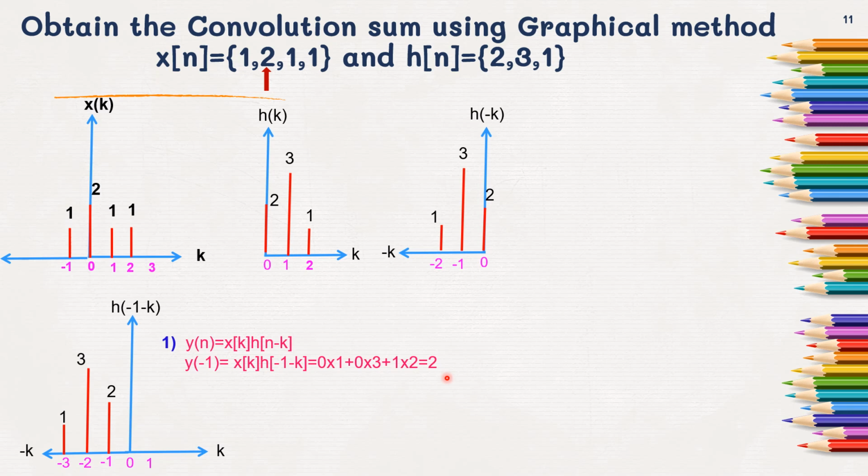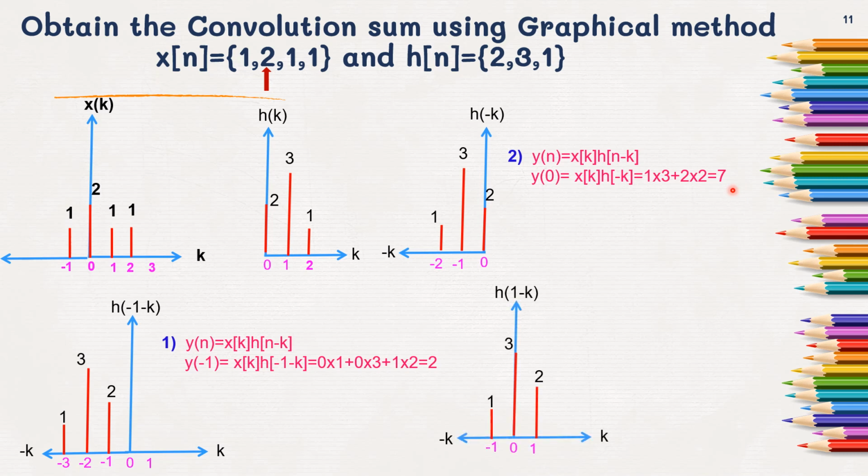Right. Now you have to proceed with y of 0. What will be the formula for y of 0? Y of 0 is x of k into h of minus k. Right. So x of k is here, h of minus k is here. Look for the overlap between these two diagrams. You have overlap at minus 1 and 0. So it is 1 into 3 plus 2 into 2. So you get this answer.